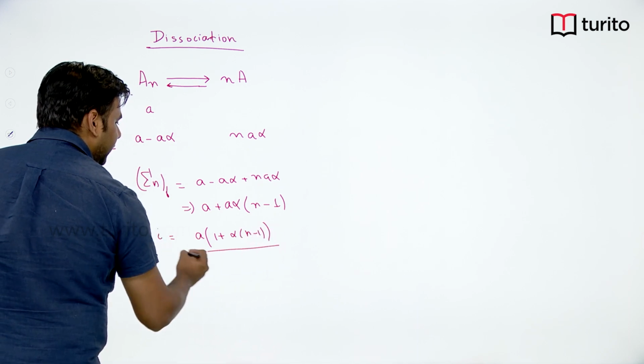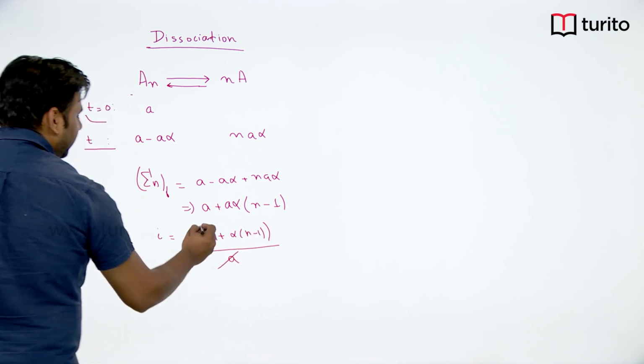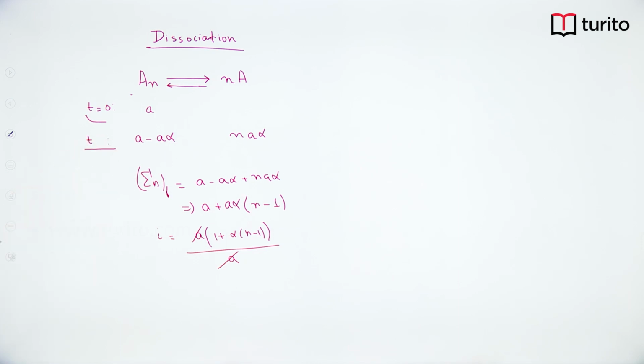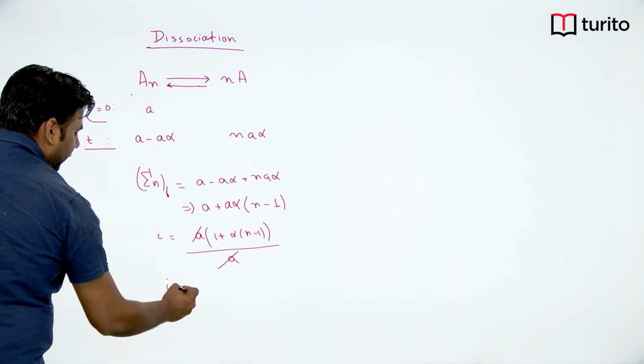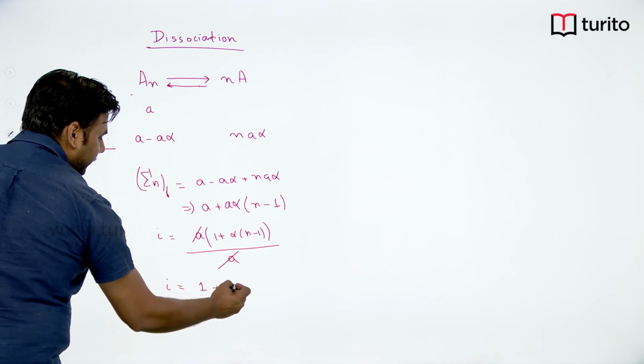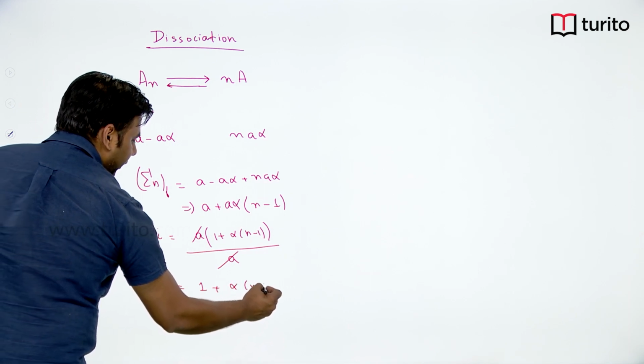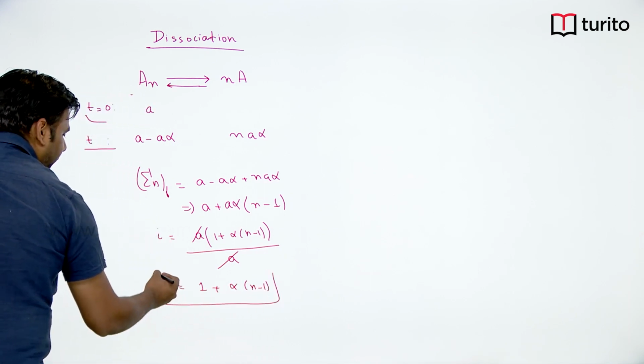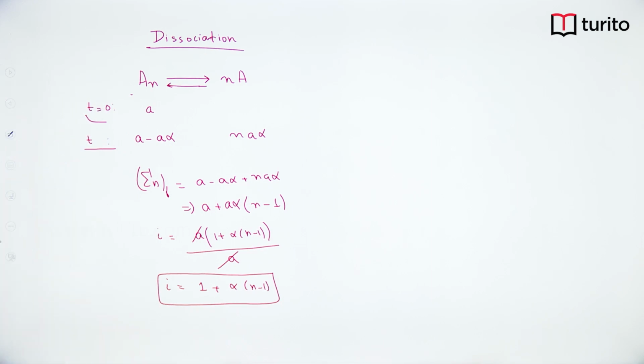Okay, just taking A common now. So we'll cancel out the initial number of particles, which was A. So the Van't Hoff factor of this would be 1 plus alpha into n minus 1. Okay, hope this is clear to you.